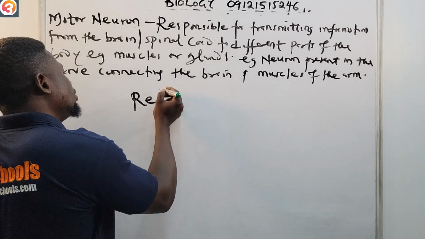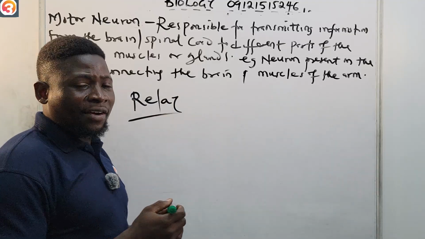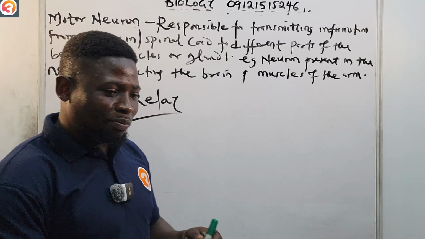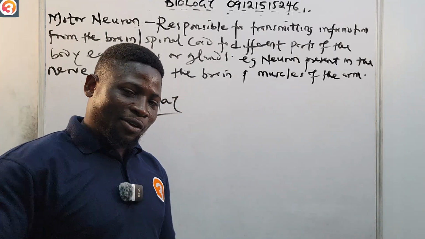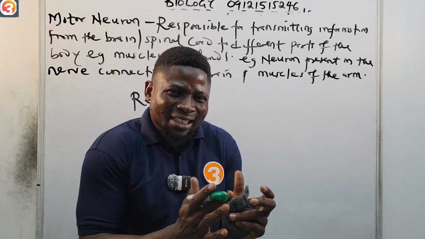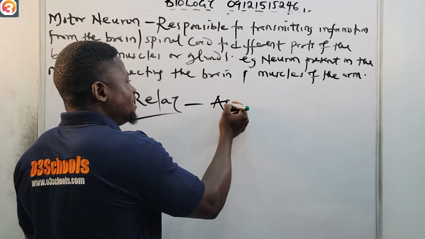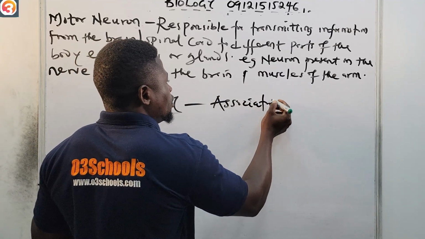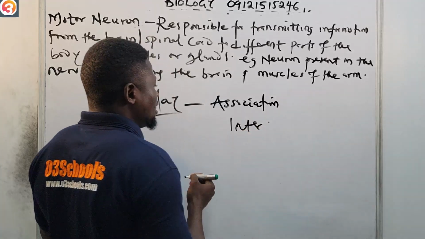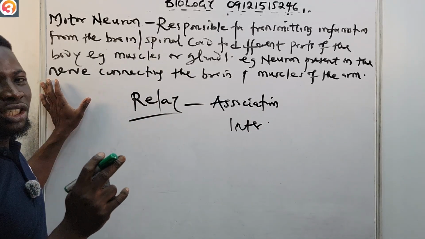Relay neuron. Those of you that did sports in school know relay race, where they pass the baton. So the relay neuron connects. It is also called association neuron. We also call it interneuron, just like inter-sport. So we call it interneuron and association neuron.